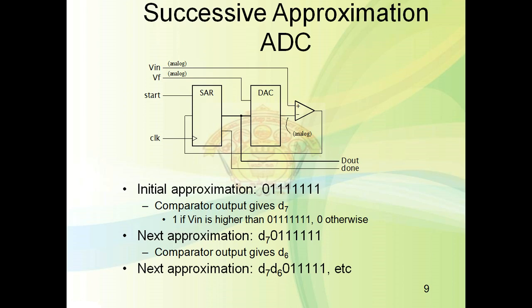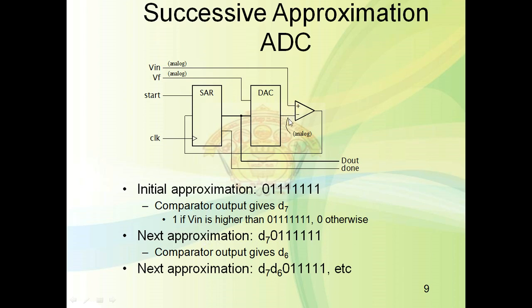Or suppose the input voltage is less than the DAC output voltage, then it will assume that whatever the assumed output is correct, but we have to go for another approximation, that is the next lower bit. In this way, it will go for as many successive approximations as the number of bits there are. So first it will fix the D7 bit, then it will set the D6 bit.